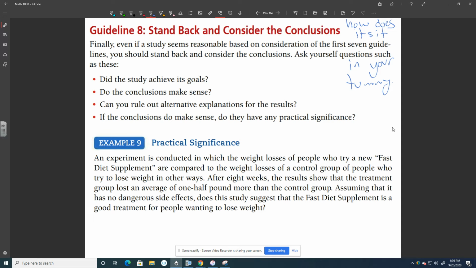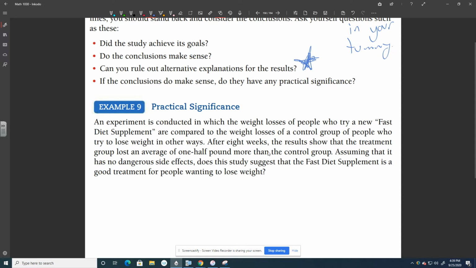Can you rule out alternative explanations? Okay, could there be other reasons why, even though the study and everything about it looks legit, it might appear that way? Okay, and that's one that's hard to see, especially because a lot of these things are being done in a way to try to keep you from seeing what's really going on, right? And if the conclusions do make sense, is it really significant or not?